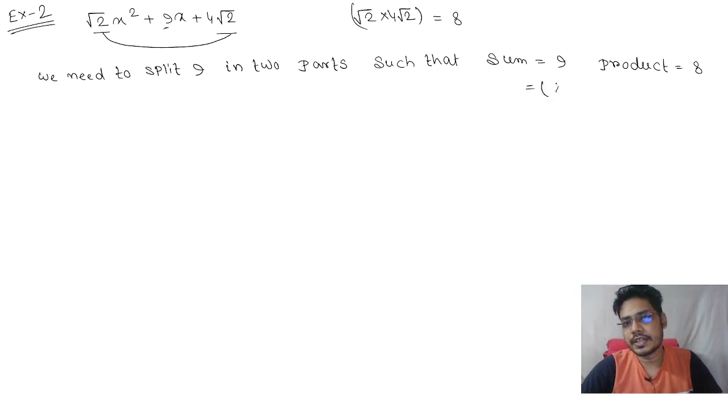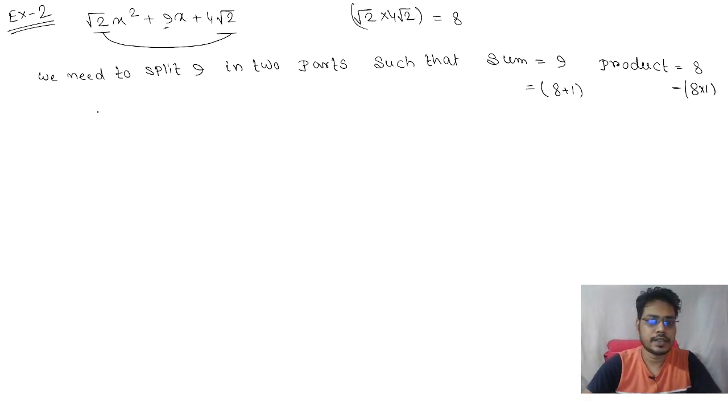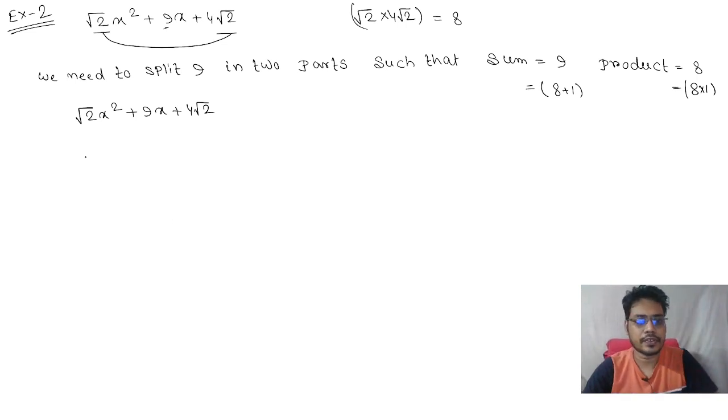Sum is 9 means we can take 8 plus 1. We have to split 9 into two parts, that is 8 and 1. So 8 plus 1 is 9 and 8 multiplied by 1 is 8. That means here we have root 2x square plus 9x plus 4 root 2. We can write 9x as 8x plus x. So root 2x square plus 8x plus x plus 4 root 2.